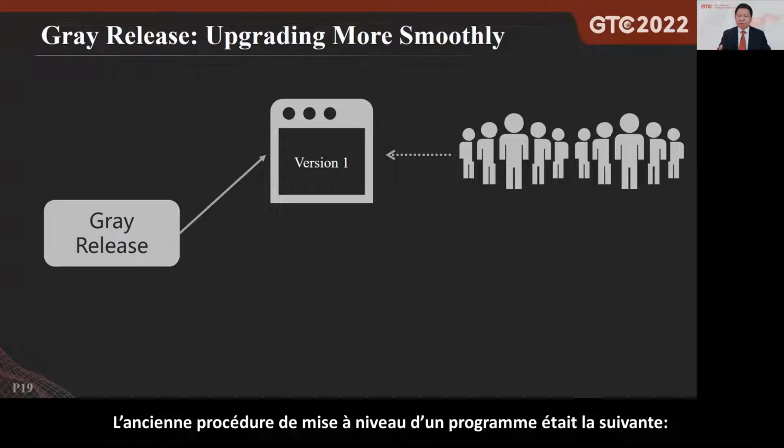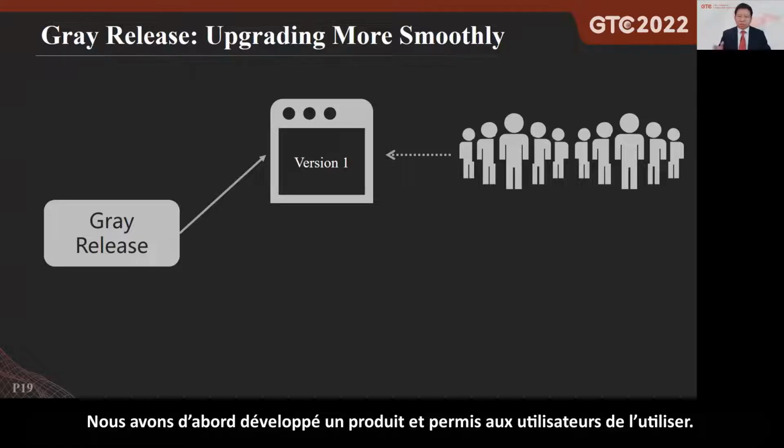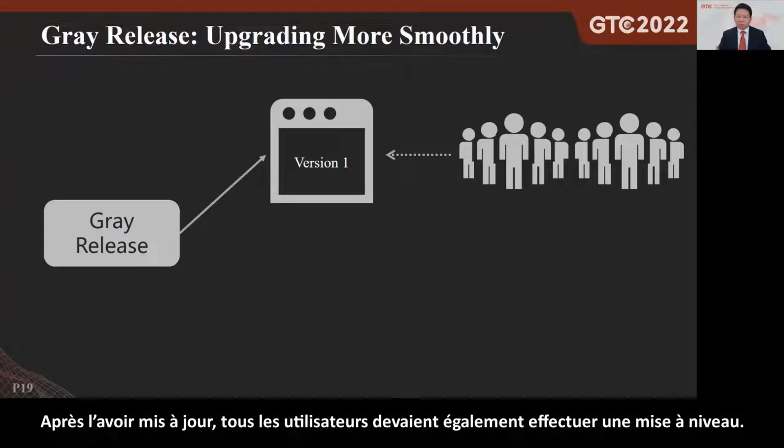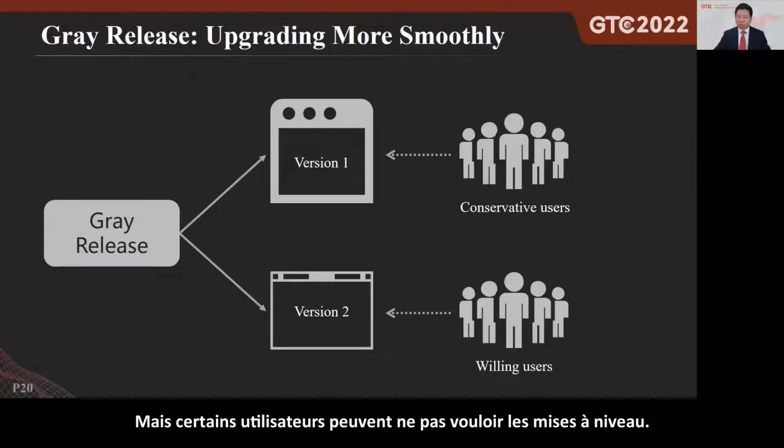The old procedure of upgrading an application system was like this. First, we developed an application system and allowed users to use it. After we updated, all users were required to upgrade. But some users may not want to upgrade. In this situation, we can adopt the gray release technology.